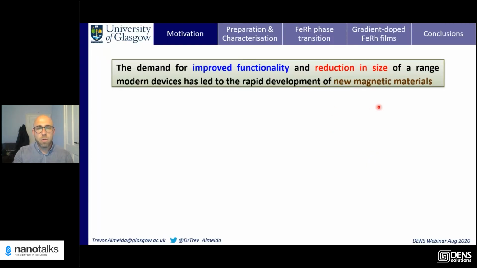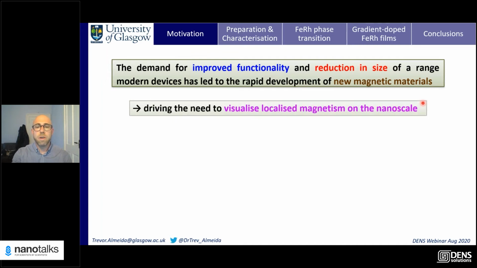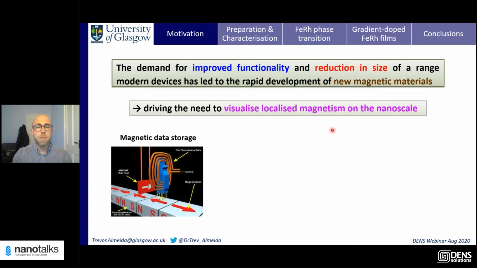So as we know, if we're trying to improve the functionality of devices, or essentially make them more efficient, or try and make them smaller, or cram more space, say in data storage, into smaller devices, we constantly need to try and improve the material properties. And to do this, we really need to examine the functional properties of these magnetic materials on their localized scale. And so this is true for magnetic data storage, where we can think of racetrack memory, or domain wall movement, or there's been a lot of interest in skyrmions, and using current to try and move skyrmions as well.